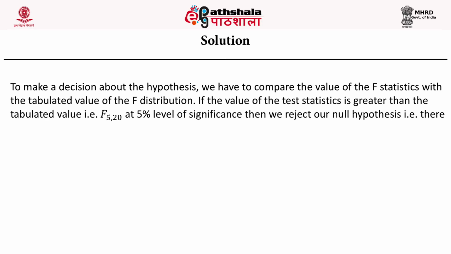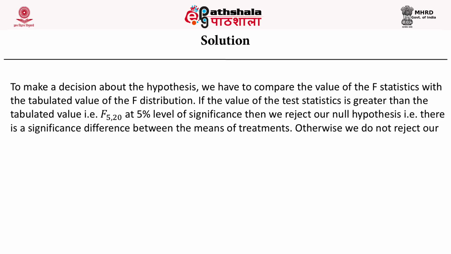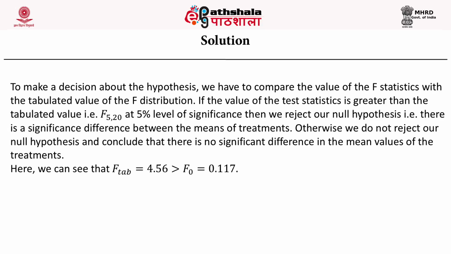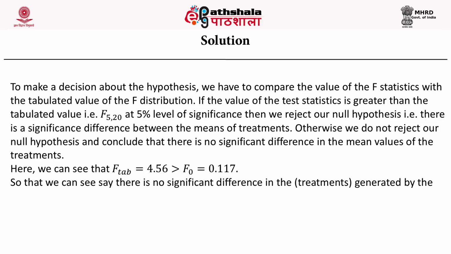If the value of the test statistic is greater than the tabulated value at 5% level of significance, then we reject our null hypothesis, that is, there is a significant difference between the means of treatment. Otherwise we do not reject our null hypothesis and conclude that there is no significant difference in the mean values of the treatment. Here the F tabulated value is 4.56, which is more than 0.117. So we can say that there is no significant difference in the treatment generated by the combination of operators and raw materials.